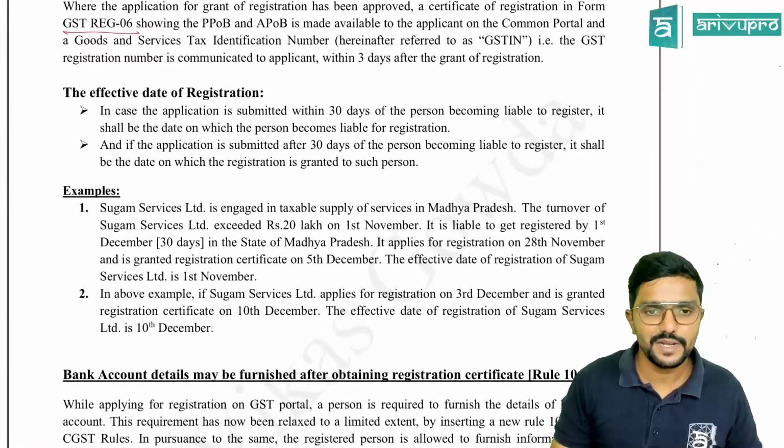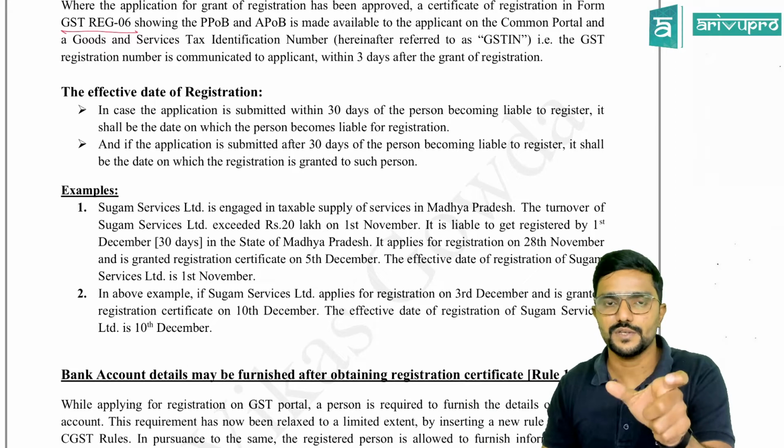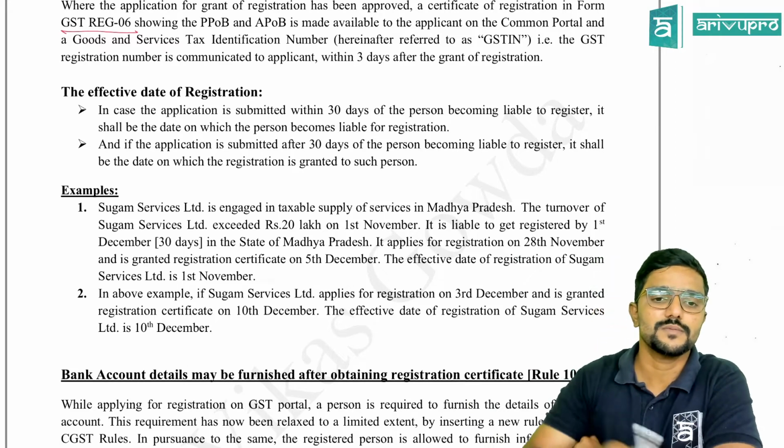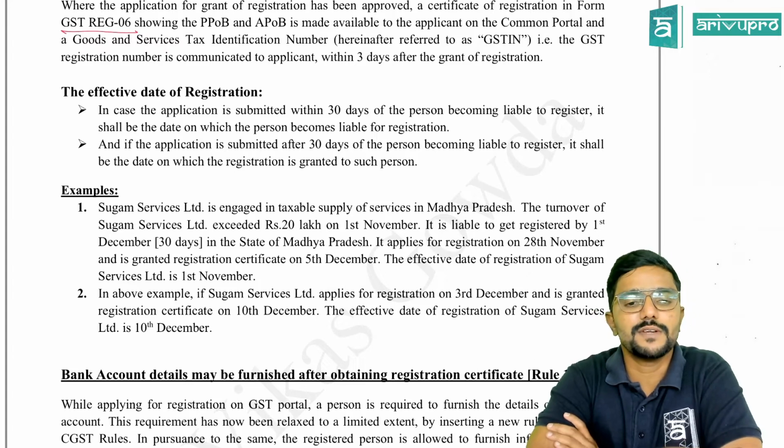Rule 10 is very, very important, because even when we go to the invoice chapter, there is a point on this with respect to Rule 10. We will be discussing it there. Yeah. The effective date of registration.